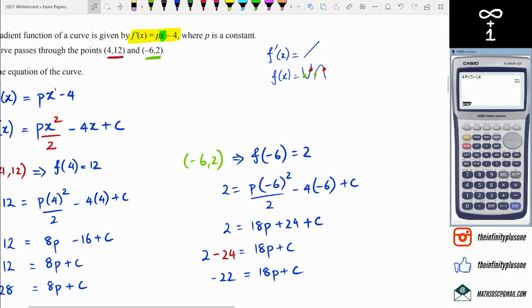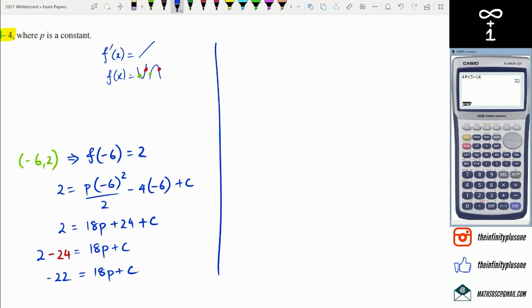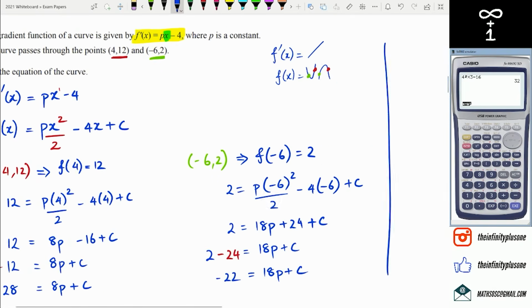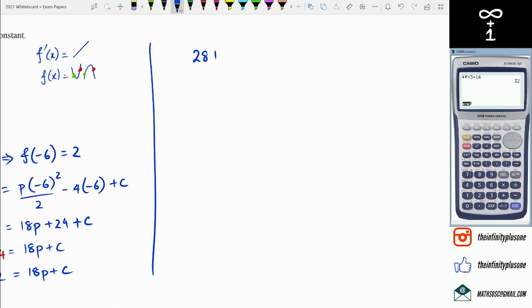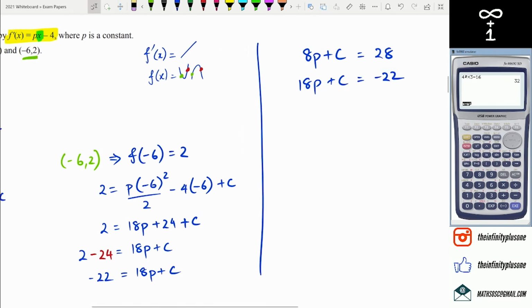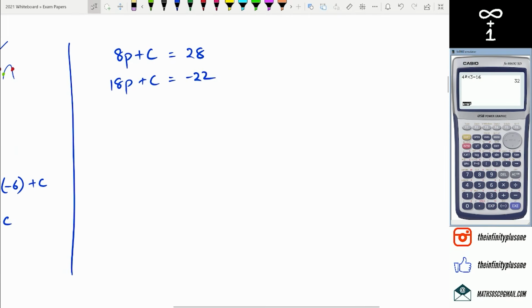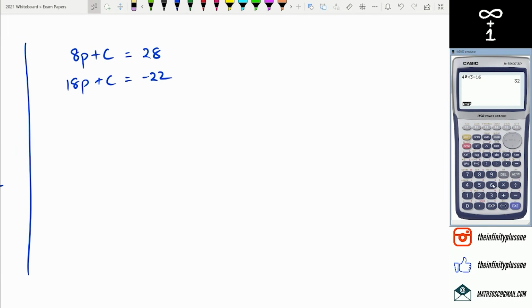So my two equations are, I'm just going to write here, my first equation was 8p plus c equals 28. I am going to show you guys both methods here. So I'm going to write 8p plus c equals 28, and then 18p plus c equals negative 22. Is that right? Yep. So far, so good. Okay, so first method, doing it on the graphics calculator. If you want to do it on the graphics calculator, go into menu, go down to equation, go into simultaneous equation. Number of unknowns in this case is 2 because you don't know what p and c are. I'm going to put down 2.